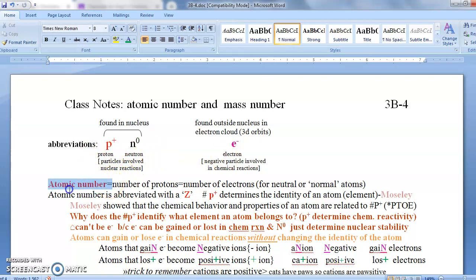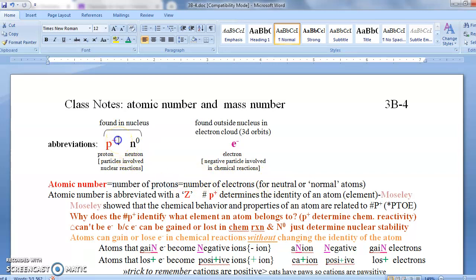The atomic number tells us exactly how many of one of these particles are in the nucleus, and that would be the proton. Atomic numbers reveal the number of protons in the nucleus. For an atom that has not gained or lost electrons, you are called a neutral atom. In this case, the number of protons equals the number of electrons for neutral or normal atoms. Neutral means it doesn't have a charge.